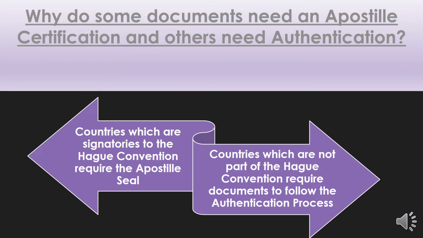Why do some documents need an apostille certification and others need authentication? A document may require an apostille or authentication certification depending on the country in which it needs to be submitted. Most countries in the world are divided into two categories. First, countries which are signatories to the Hague Convention will require the apostille seal, which will be discussed in detail by our next reporter. Also, countries which are not part of the Hague Convention require documents to follow the authentication process.